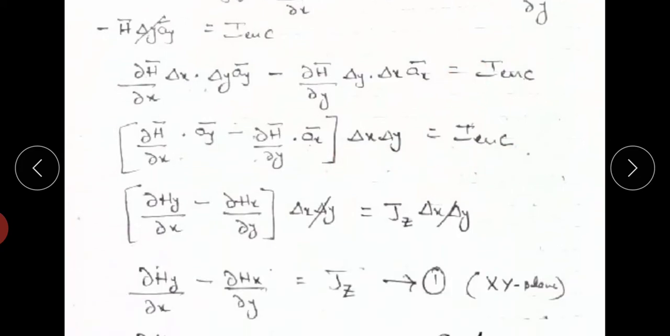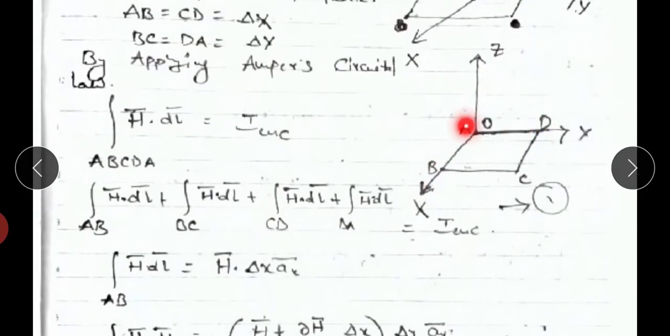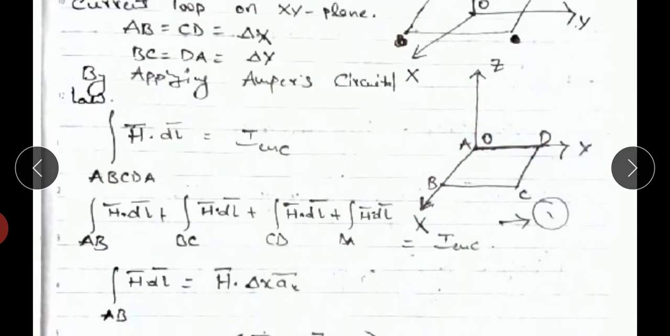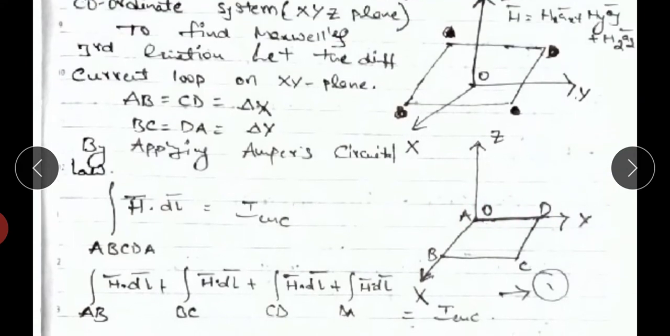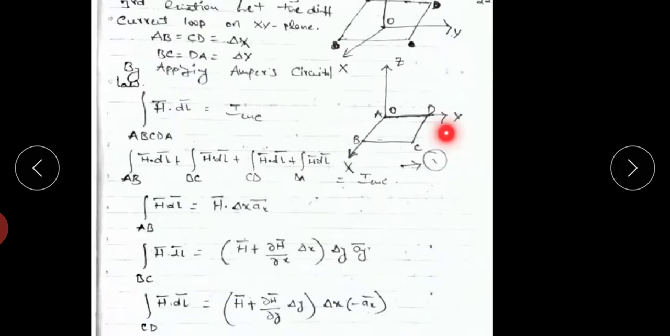So we know the relation between current and current density: current equals current density into area. So I enclosed equals jz into delta x into delta y. Here the current loop lies on the xy plane, so always the current density is normal to the current loop. Here the current loop lies on the xy plane, so the normal coordinate is the z coordinate. So the current density direction is the z axis direction, so jz.